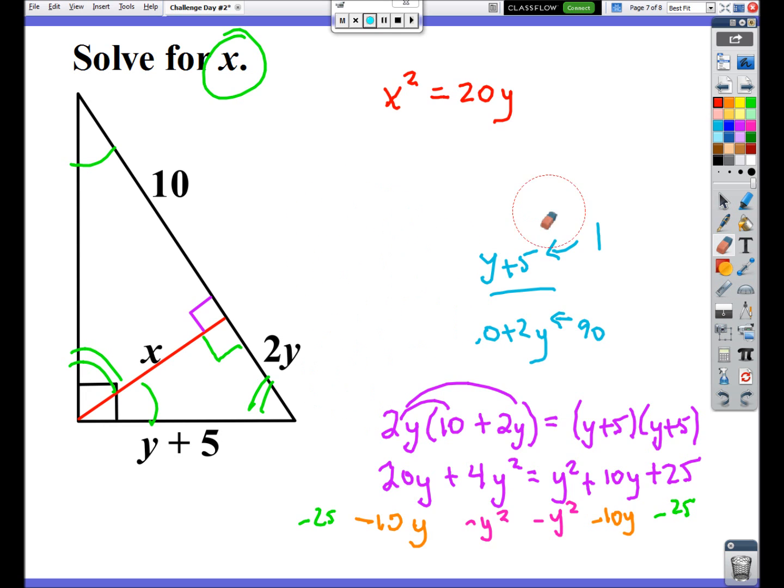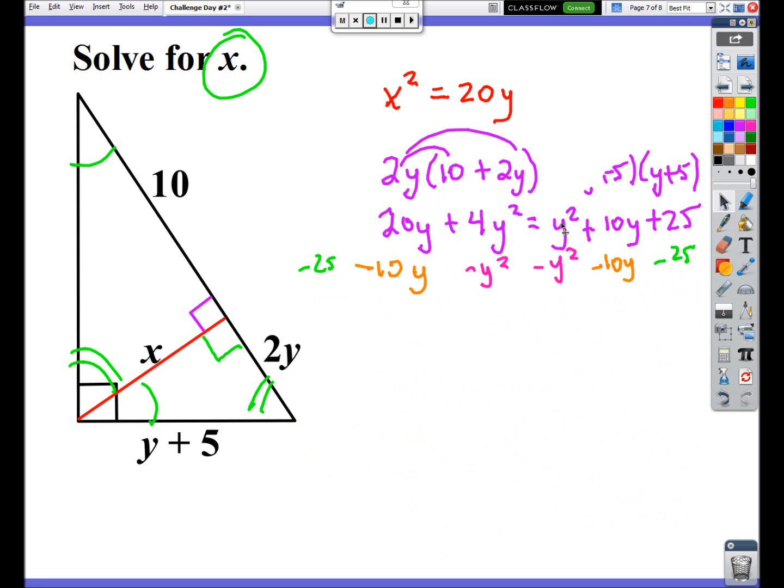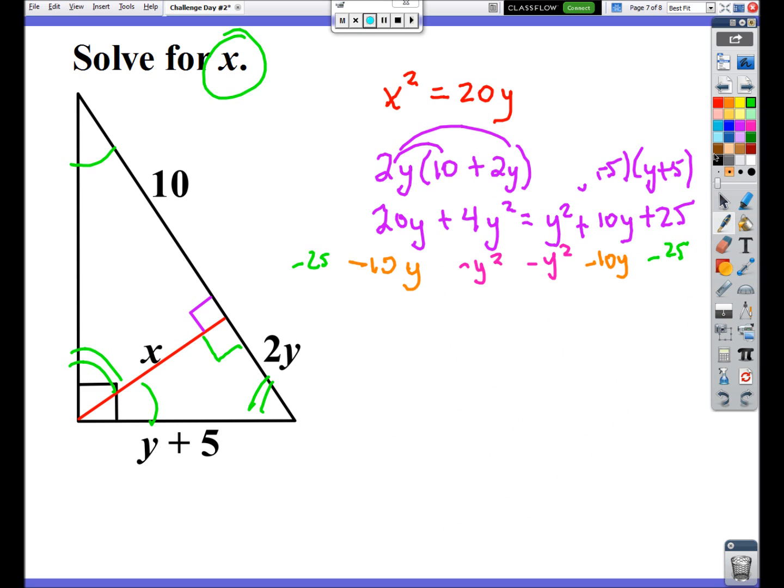All right, let me get some space. I'm getting excited. We're getting almost done here. Move this all up. Okay, so now over here, gone, gone, gone. We got 0 on the right. 4y squared minus y squared, 3y squared. 20y minus 10y, 10y. And then we had minus 25.